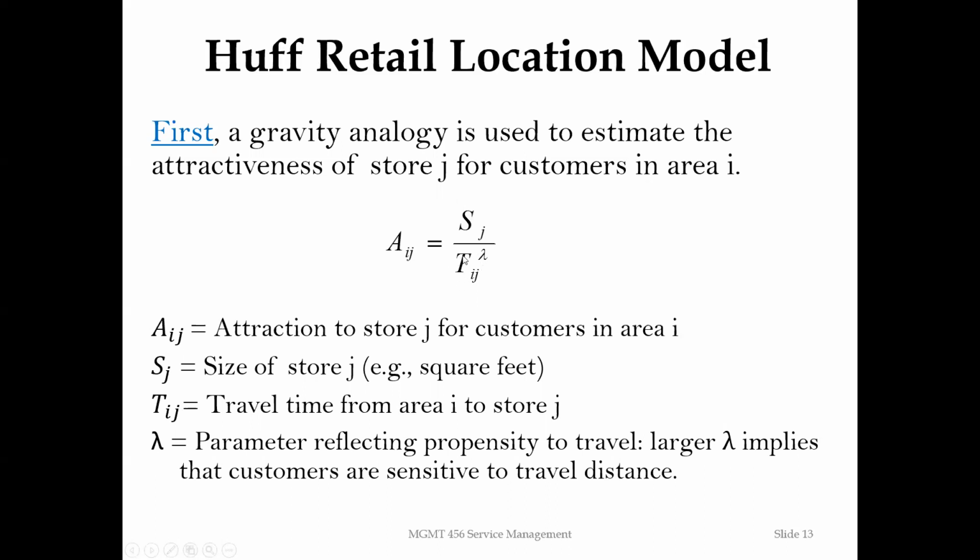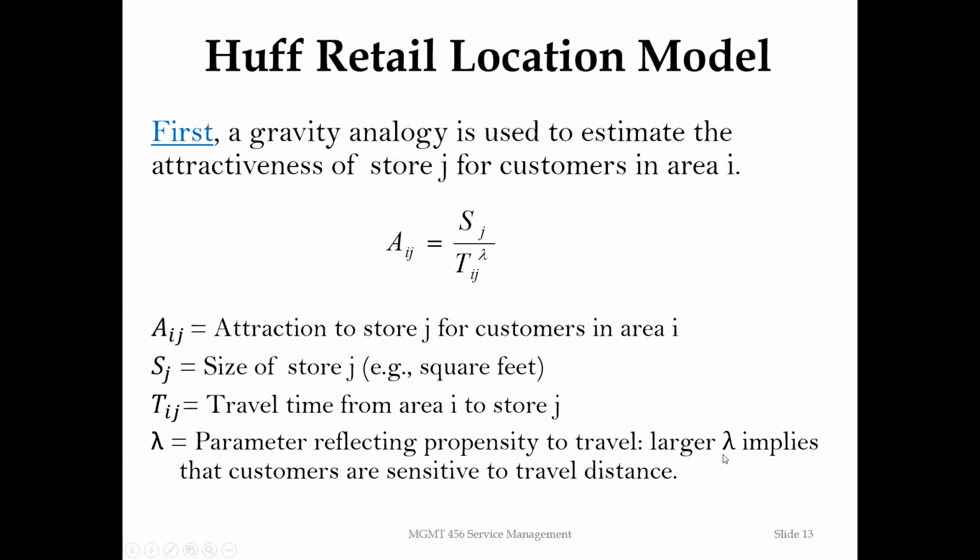The second, you look at the denominator. T is the travel distance. If the travel distance is longer, that means the store is less attractive. On the other hand, if the travel distance is shorter, that means the store is more attractive and will capture more market share. Obviously, that makes sense. Then the lambda here is a parameter that captures sensitivity to travel distance.